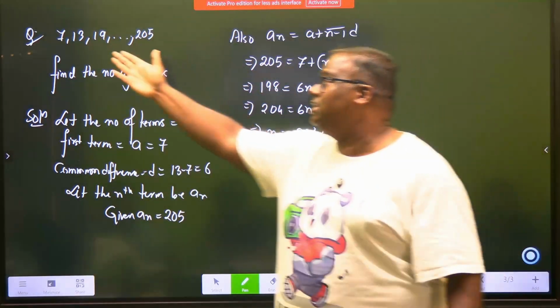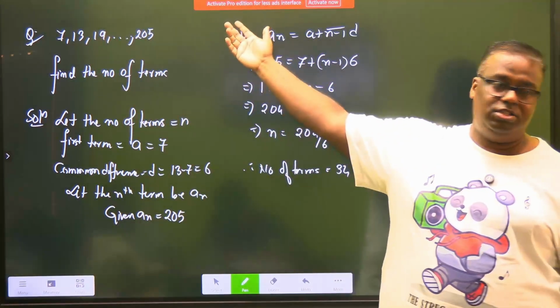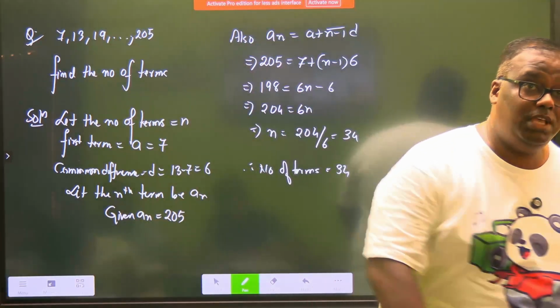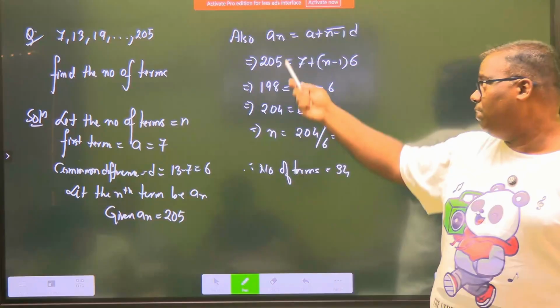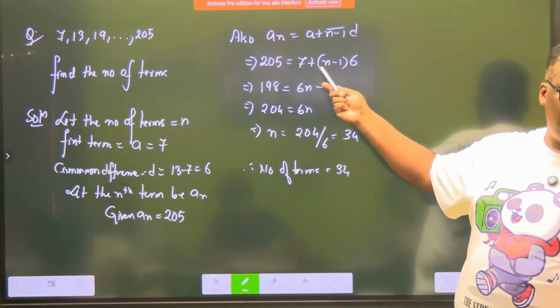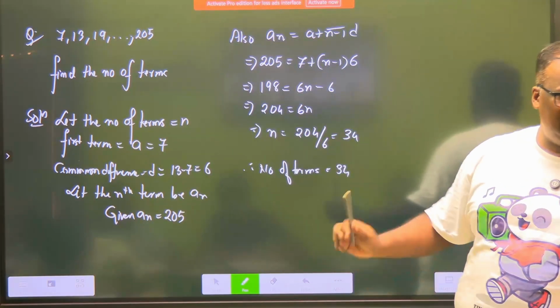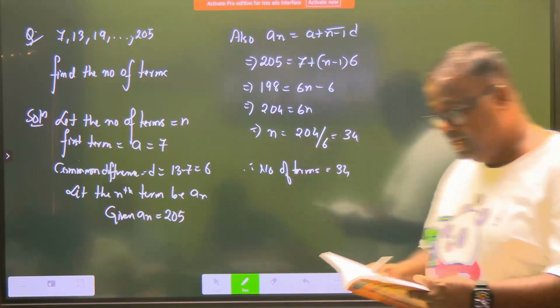We said that for this series, we don't know how many terms there are. So let there be n number of terms with the nth term being 205. So 205 must be equal to a plus n minus 1 into d. We know n. Easy problem, right? You will get this type of problem.